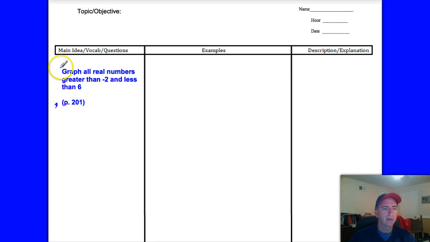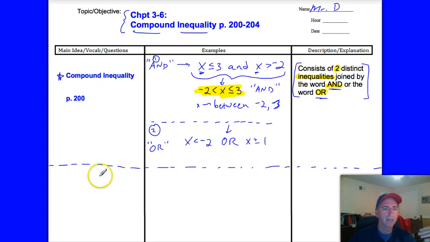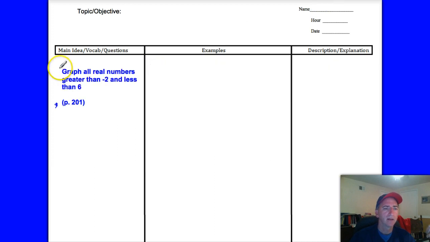So copy this down here. You should still be on the same page, I hope. I just need to go to a new page to make it easier for me to write my notes for you. So you just start right there and jot this down. Graph all real numbers greater than -2 and less than 6. Again, you can see that on page 201. So this is a compound inequality. Let's first of all make sure we understand what they're asking.